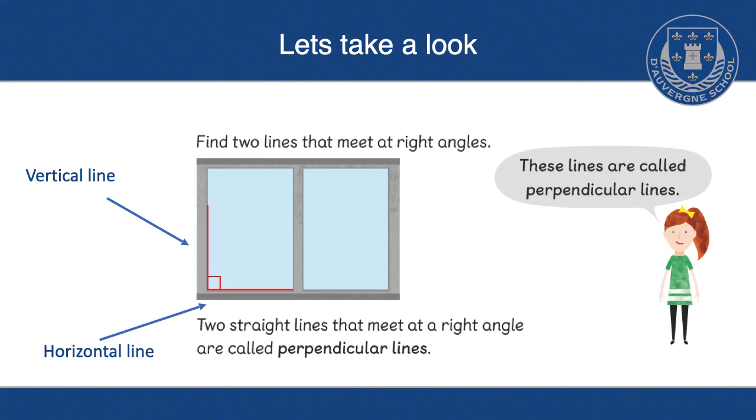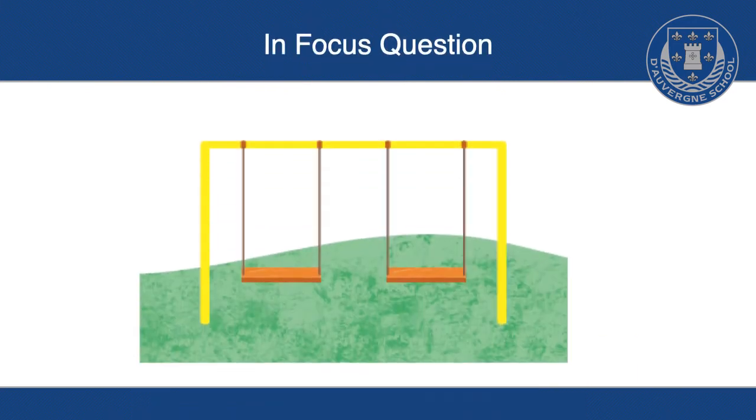Okay, so you'll see it in lots of corners and things on your table or in your windows or in your doors. So it's where two lines meet and they make a right angle. And these are called perpendicular lines. If we go back to our InFocus question, have a little look now, where might a vertical line and a horizontal line meet and make a right angle? So that's one way we could have done it.